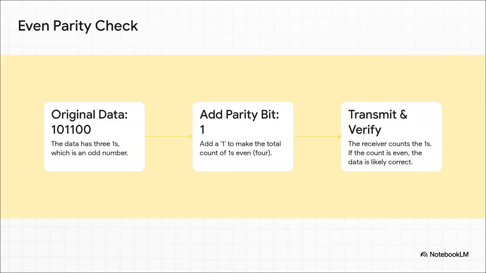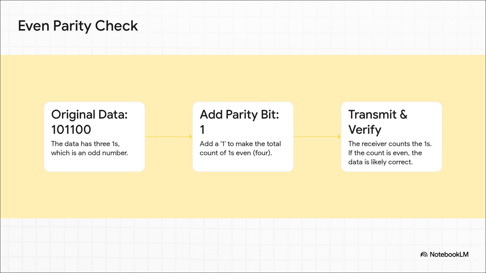Let's just walk through a quick example. Let's say our original data is 1010100. If you count them up, there are 3 ones. That's an odd number. Now, if we're using even parity, we need an even number of ones. Simple enough. We just add a parity bit of 1. Now, our total count of ones is 4. When the receiver gets the message, it just counts the ones. If the count is even, it says, okay, looks good.